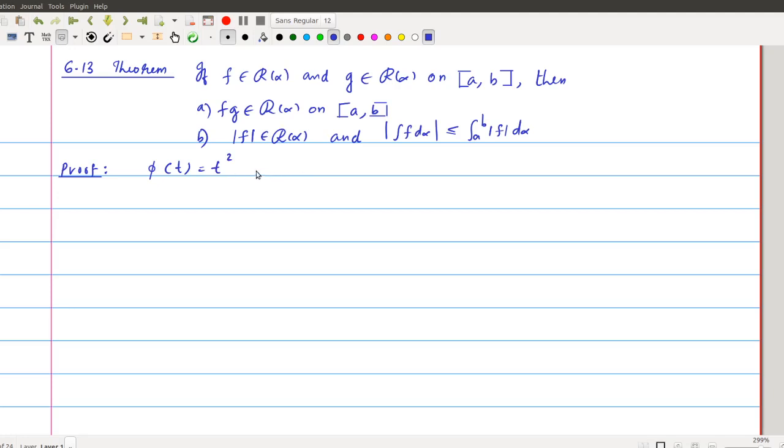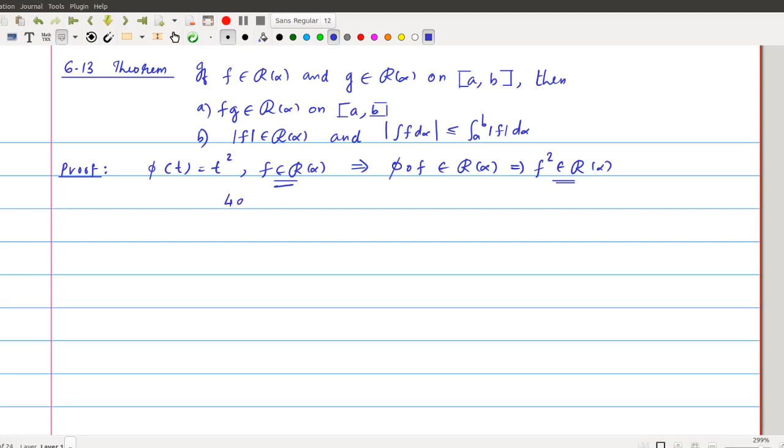and if f belongs to R alpha, then Theorem 6.11 implies, since phi is continuous and f is integrable, that phi composition f belongs to R alpha. Consequently, what is phi of f? That is f square. So f square belongs to R alpha. That means if f belongs to R alpha, we have f square belongs to R alpha.